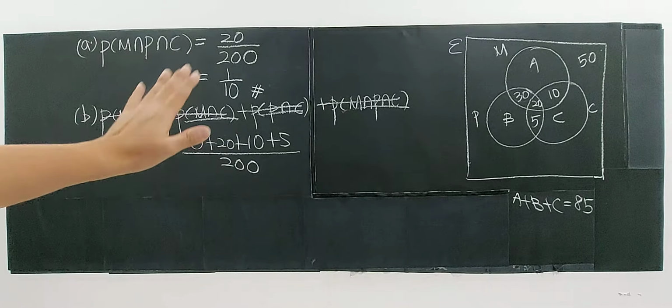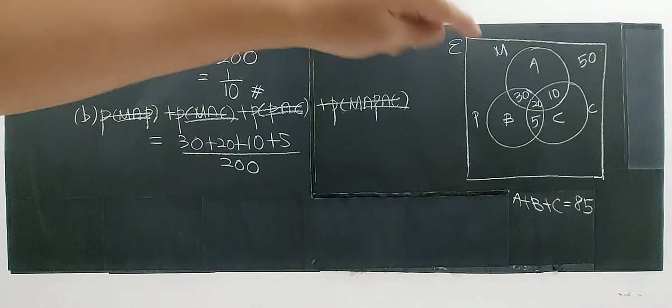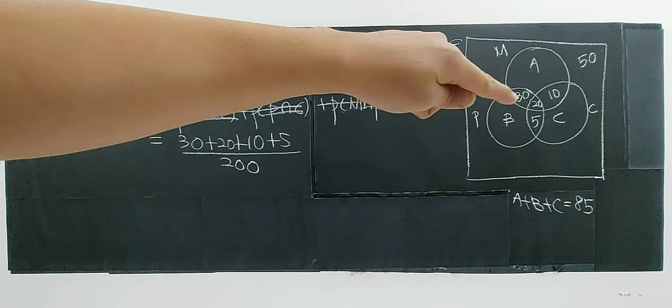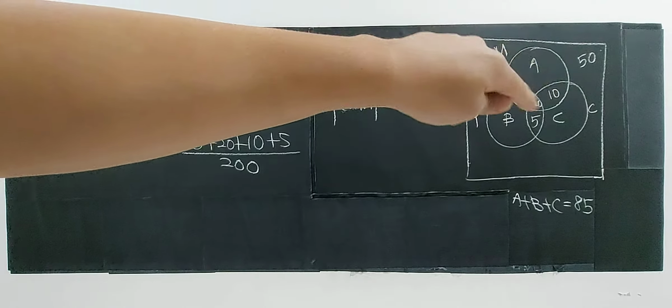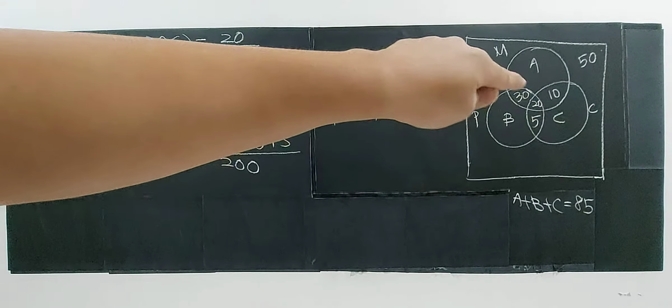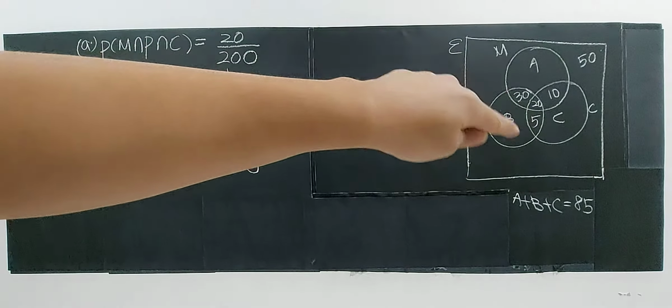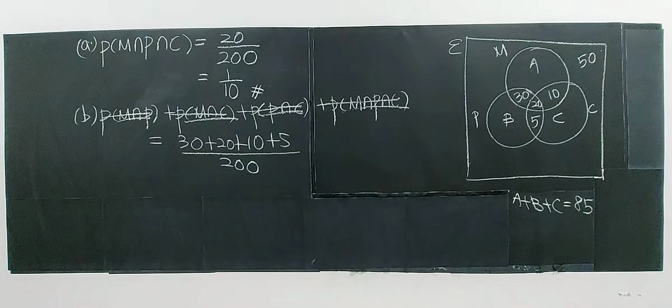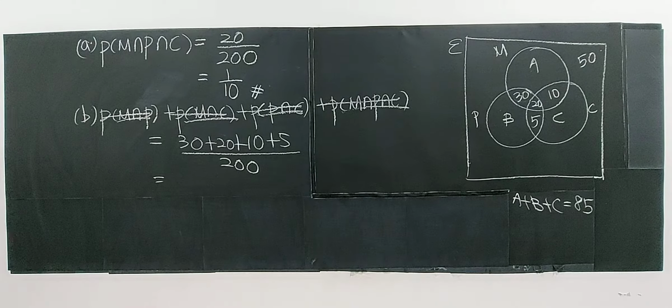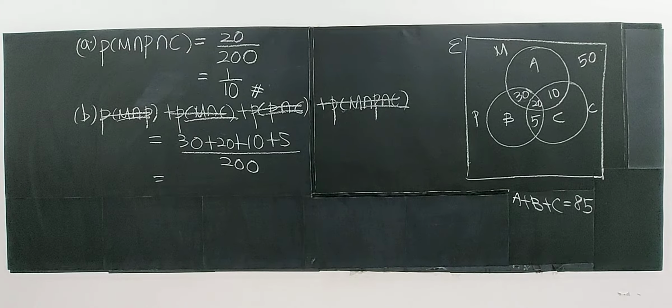So to avoid confusion, you can just take from here: at least 2 subjects, maths and physics, 30 only. Chemistry 10, 5, and 20 in 3 subjects. You add up all this. This is the event where the students score in at least 2 subjects, which gives you 65 over 200.